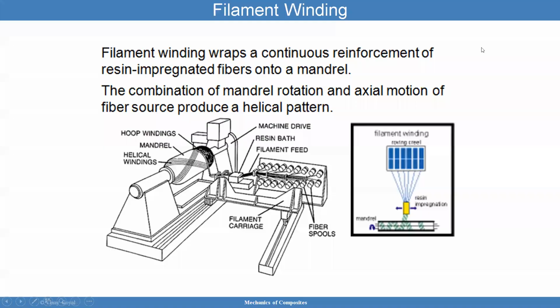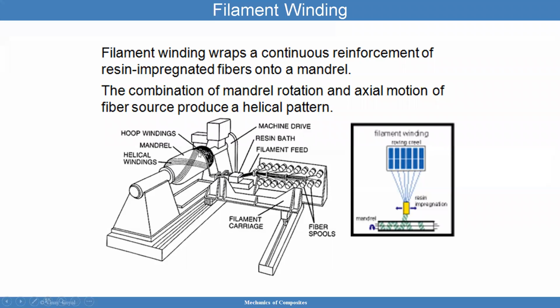Okay, so we'll cover filament winding. Filament winding is an approach where typically you're making pressure vessels if you're going to use filament winding technology. It will wrap continuous reinforcement of resin impregnated fibers. So you have the fibers here, the fiber spools, and the fiber spools are getting fed into the filament feed, which is then going through a resin bath. And now that the filament has resin impregnated in it, it goes through this here, and now you have a mandrel that's rotating.